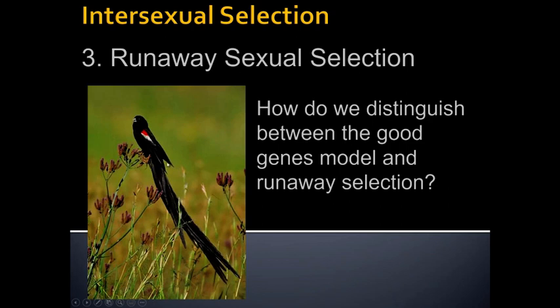Now, this might also be good genes, because you may not be able to maintain a really large, healthy tail unless you are healthy yourself and have really good genes. But there are some cases where the female prefers something that is not really an indicator of health in other ways. So runaway selection may not indicate a good, healthy male. It might just be, well, that's the random mutation the females preferred, and so the males are being selected to have it. So to test this, we would need to do some experiments.